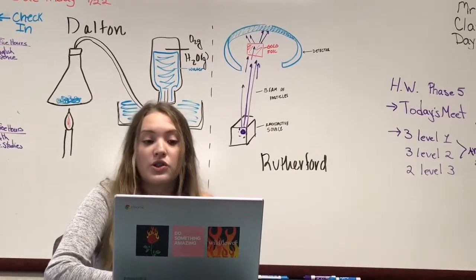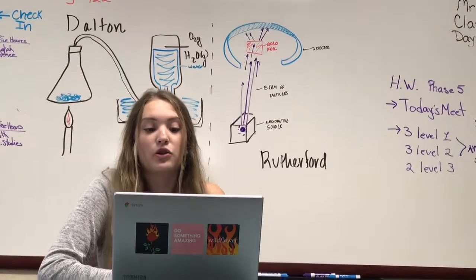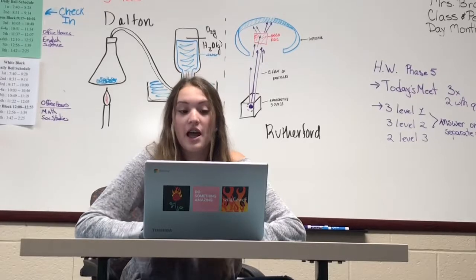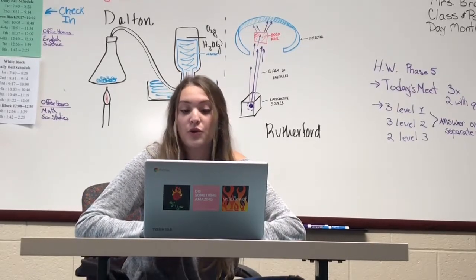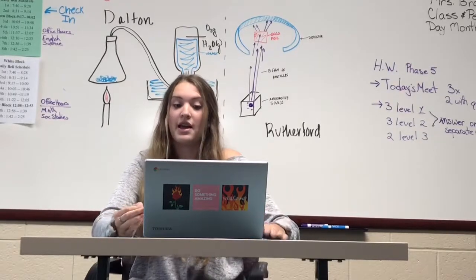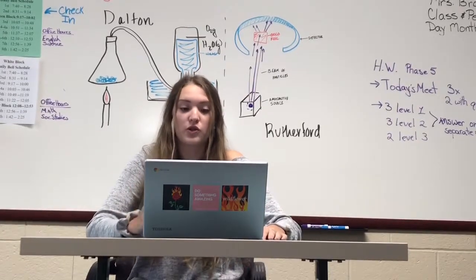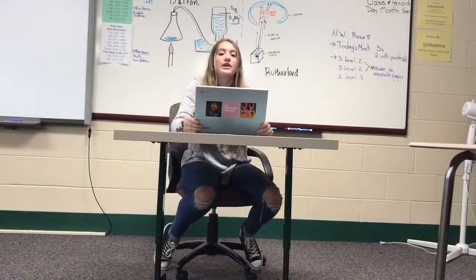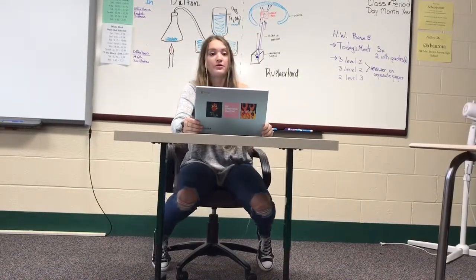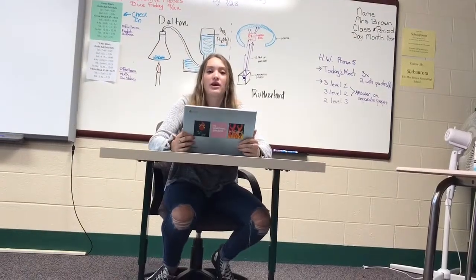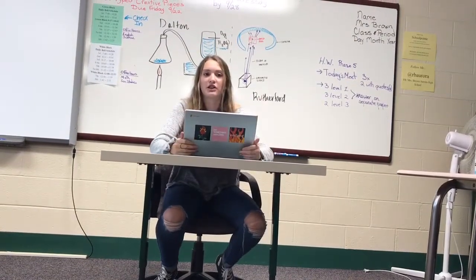So what this also resulted in is that most particles went through the gold foil, but some of them were deflected. And when most of the alpha particles went through, it showed that the atom contained mostly empty space and that it had a very dense nucleus, which is the center of the atom. The discoveries that were found by both Rutherford and Dalton in these experiments helped scientists discover what the model of the atom actually looked like.